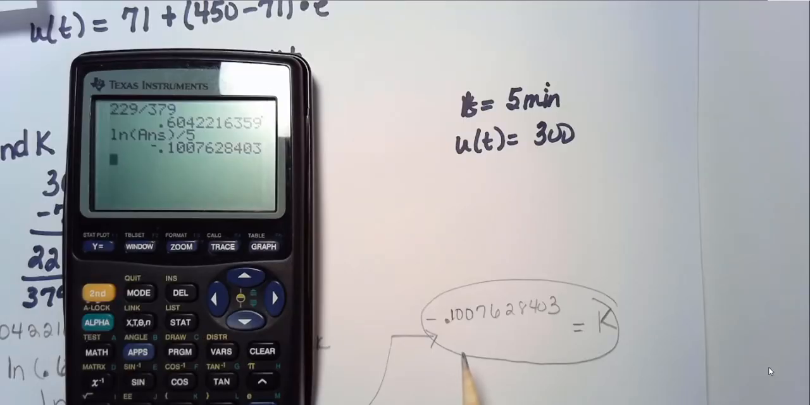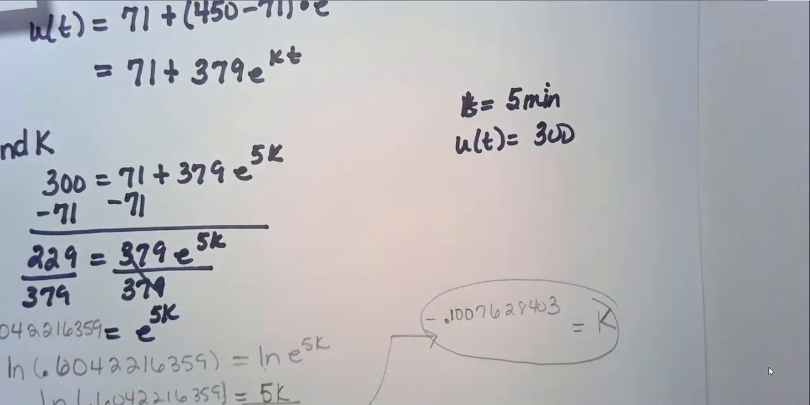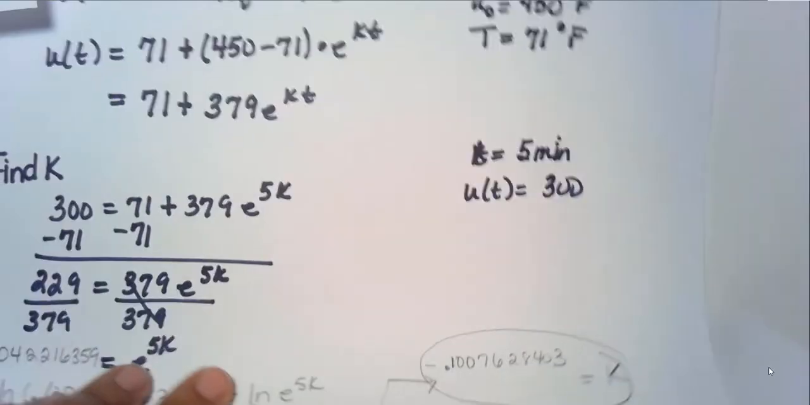K, we have negative 0.1007628403. Now, this is just the initial setup so we can answer A. We haven't even answered A. We're just setting up the formula so we can answer the question for part A. All right.